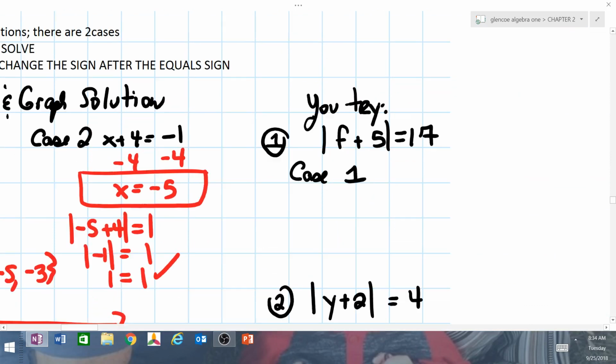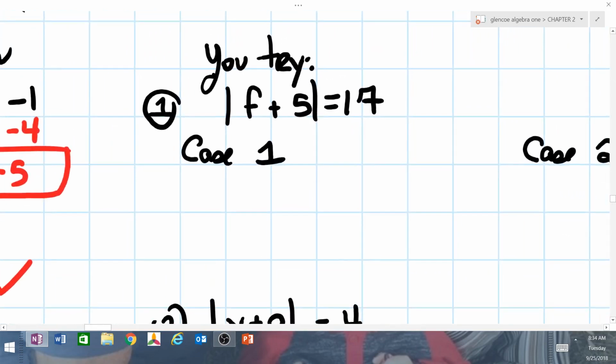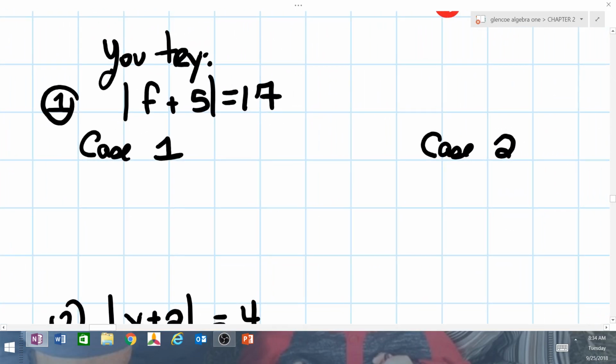How about if you guys try this one? You guys all try. The absolute value of f plus 5 equals 17. Come on, everybody, try it. I was nice. I wrote case 1 and case 2 for you.